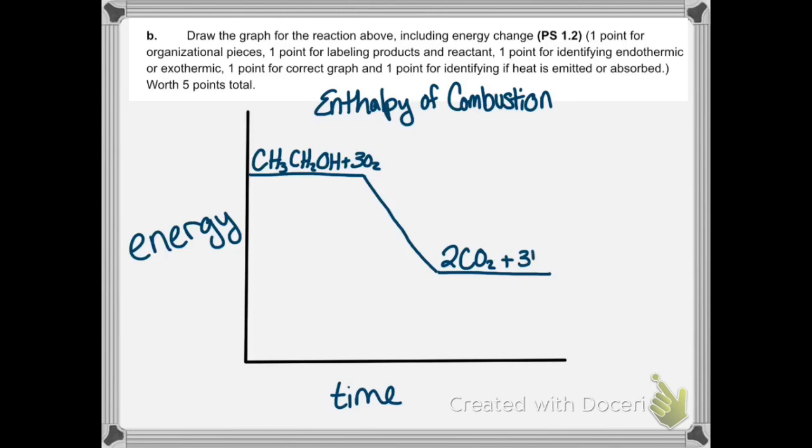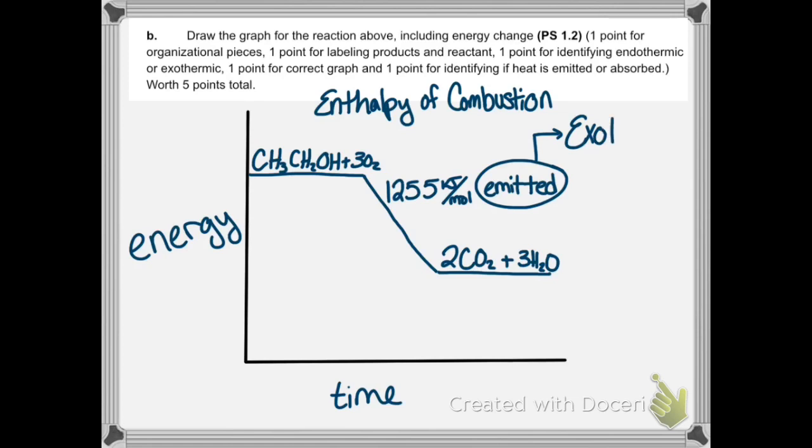and our 3 H2Os. Once we've labeled our reactants, we've labeled our products, now we got to label our energy that we're emitting or absorbing, and we know that we're emitting 1,255 kilojoules per mole that's being emitted right here. Well, since we know we're being emitted and we know that our energy was decreasing, we know that this must be an exothermic reaction.